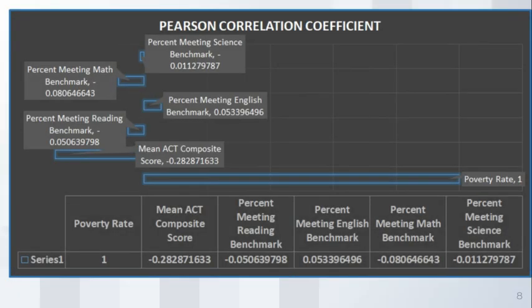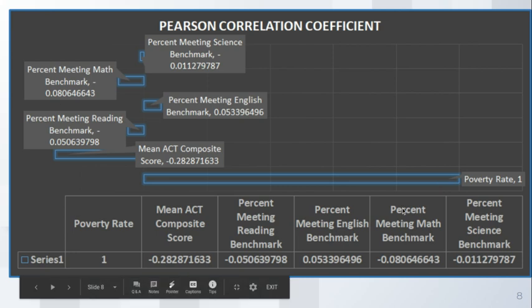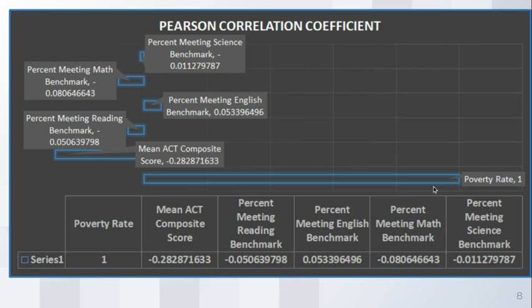I put this in here because I thought it was kind of an interesting way to look at it. So I didn't show it on here, but this is essentially the 0 mark. And going back to that last diagram, moving to the right takes us out to 1. Because we're comparing poverty rate to all the rest of these and coming up with our coefficient, poverty rate compared to poverty rate is going to be a 1. It's going to be very, very strong and positive because it's the same thing.